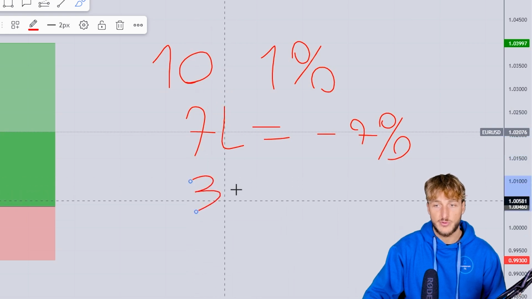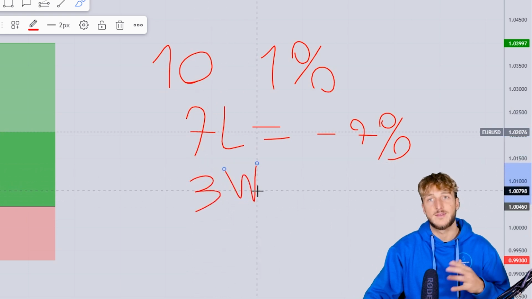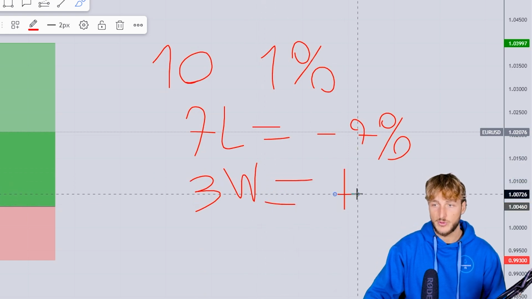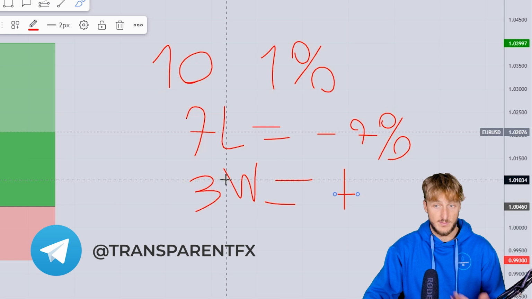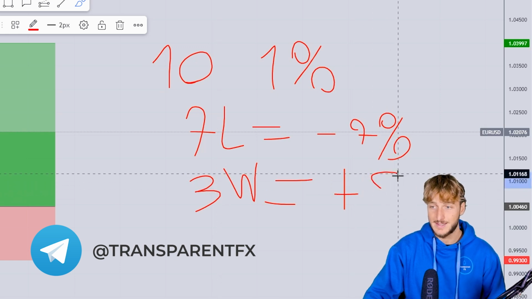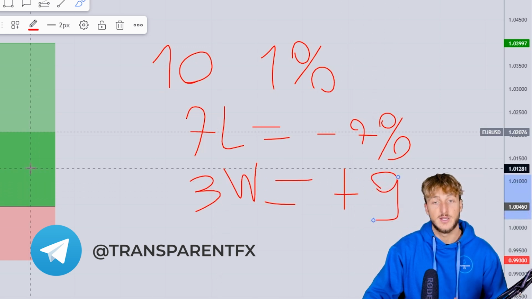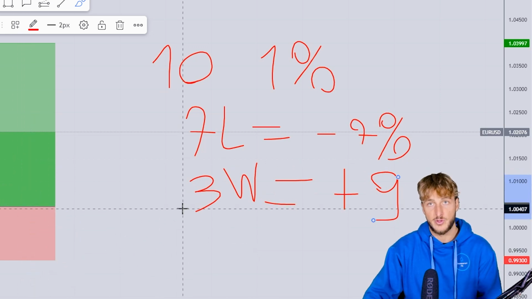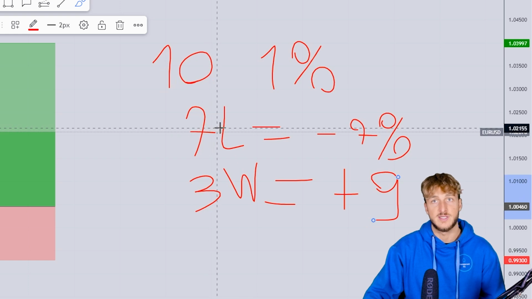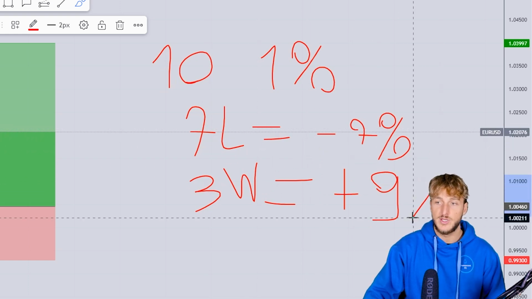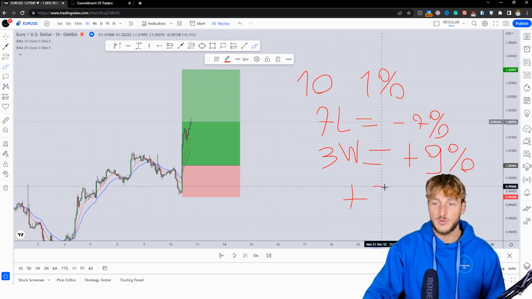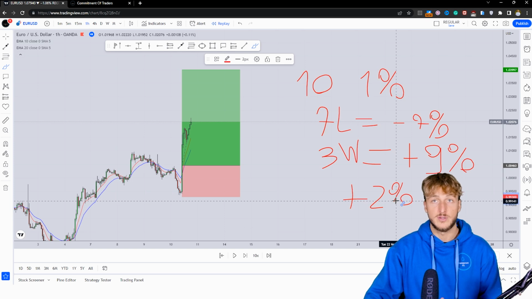However, you then have 3 winners, meaning that you had a 30% win rate out of 10 trades. Still, you would come out on top. For the 3 winners, you would have plus 9%, right? Because you're essentially making 3 times what you're risking. So every winner is 3%, while every loser is minus 1%. So this would equal plus 9%. So in total, you will still come out with a 2% profit, even though you only had a 30% win rate.